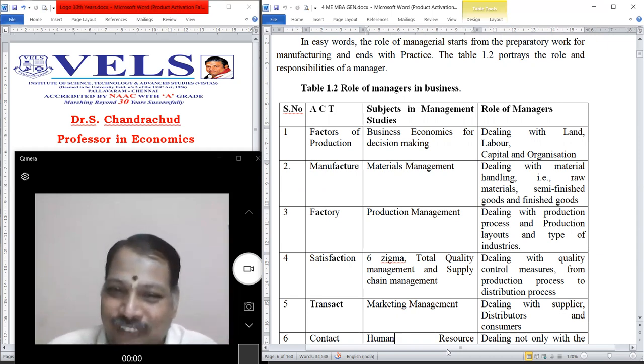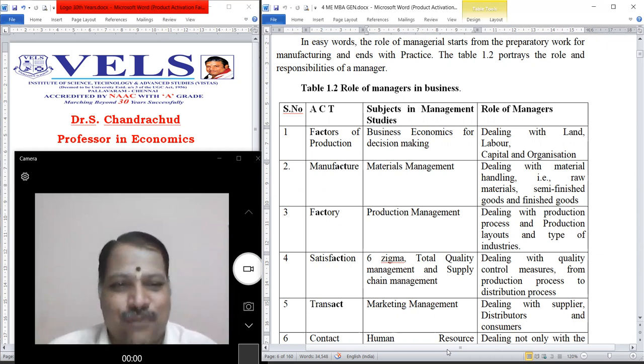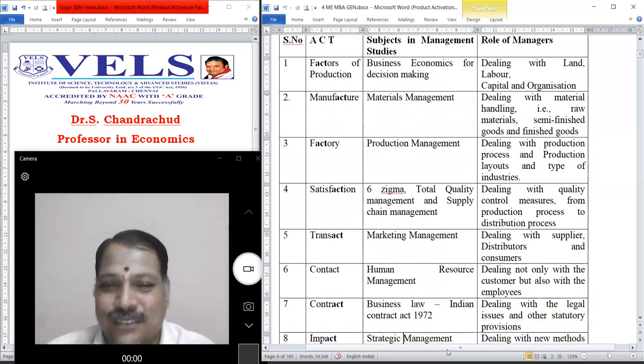Third one is about the factory. What are the duties in the factory? So dealing with the production process and production layouts in the type of industries. So this particular subject is also included in MBA as well as in a commerce subject.